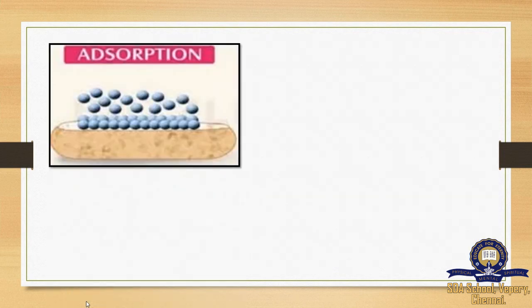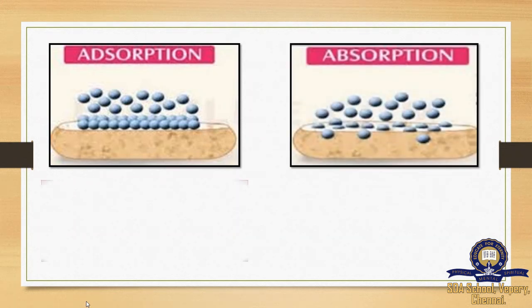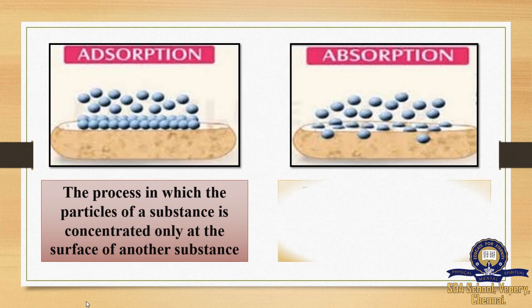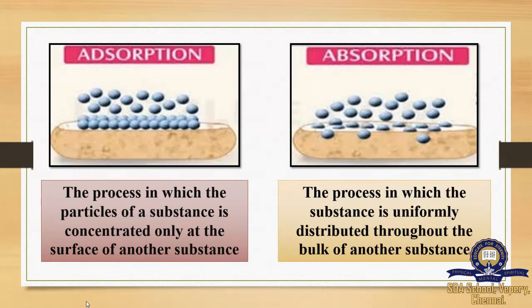So adsorption is the process in which the particles of a substance are concentrated only at the surface of another substance. And another process is absorption. Absorption is the process in which the substance is uniformly distributed throughout the bulk of another substance. You can see in this image itself, right? Absorption gets distributed throughout the bulk of the substance, whereas adsorption only takes up the first layer of the substance, right?